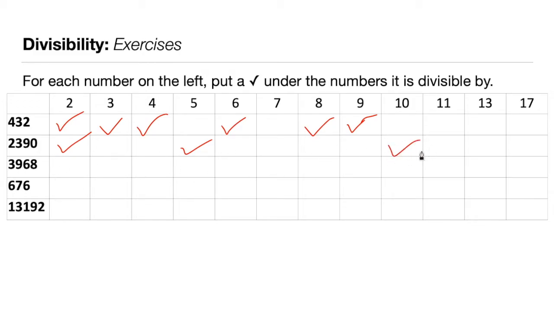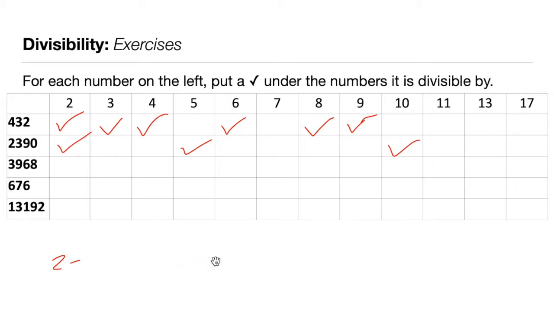Is it a multiple of 11? Let's try: 2 minus 3 plus 9 minus 0. 2 minus 3 is minus 1, plus 9 is positive 8. So that's not a multiple of 11, so let's not write it there.